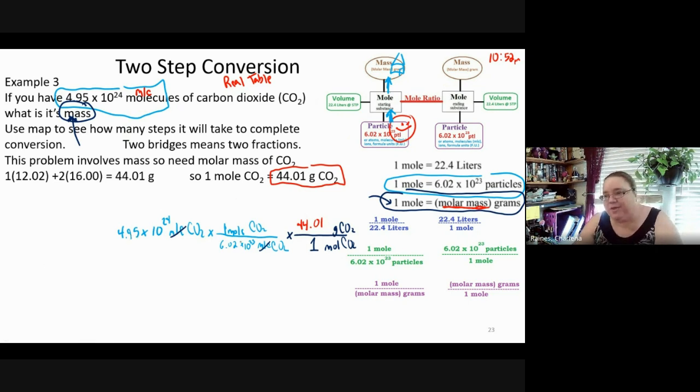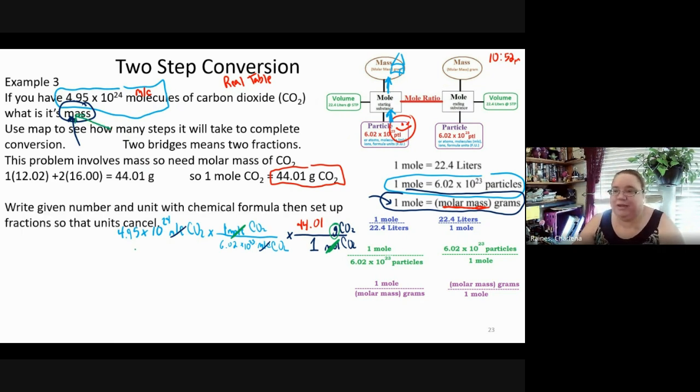So double check my units. Mole is canceled by mole. We are left with grams, and grams is what it asked for. So that means that conversion is set up correctly.